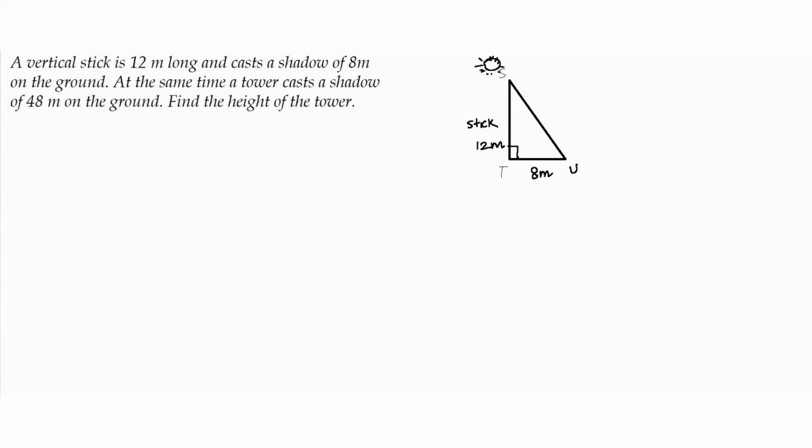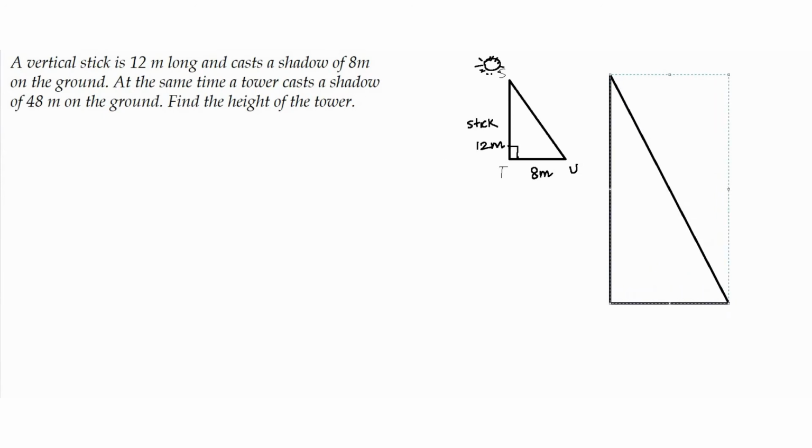And then at the same time, you have a tower which is casting a shadow. So the tower is much taller. So this is a tower which is casting a shadow of 48 meters on the ground. So this is the length of the shadow. Again, the tower is vertical and let's name the vertices. The vertices are A, B and BC is the shadow. We have to determine the height of the tower. Again, the sun is somewhere over here, right?